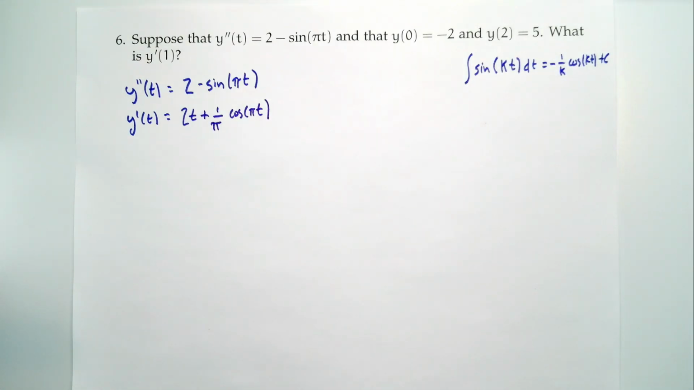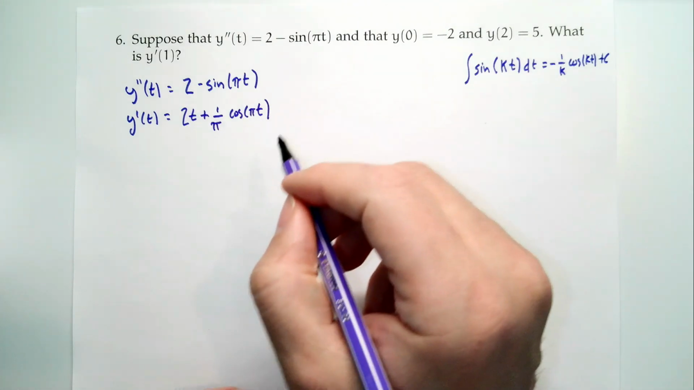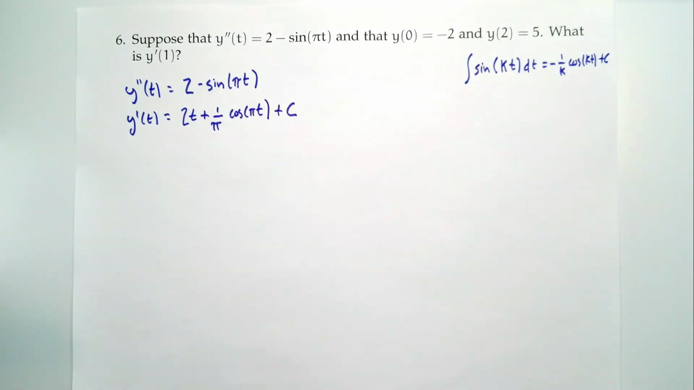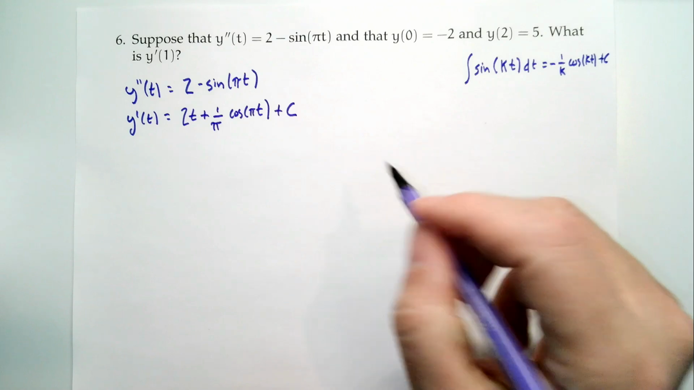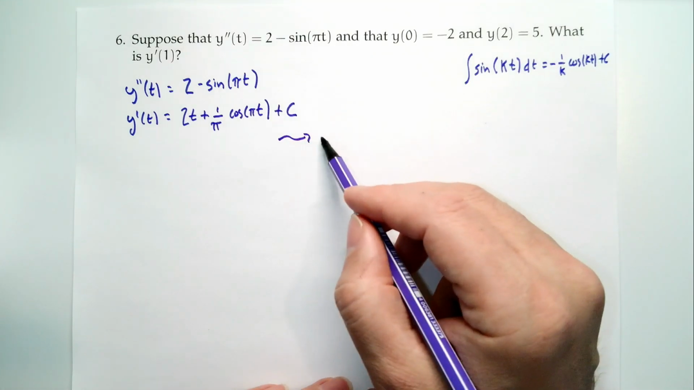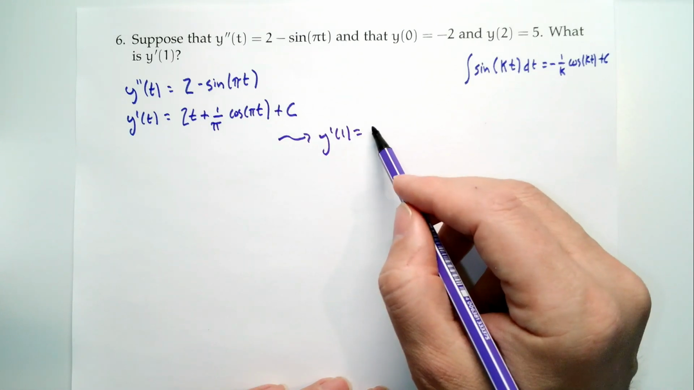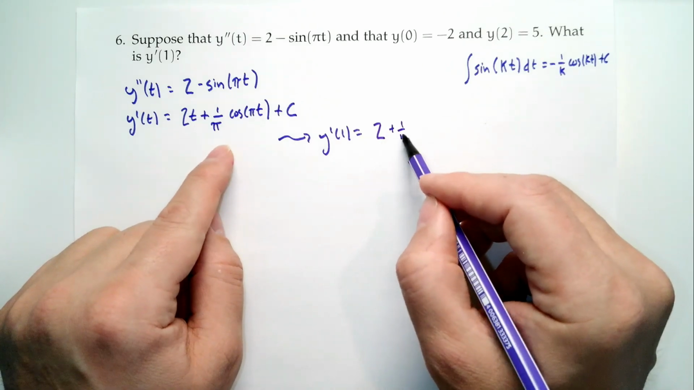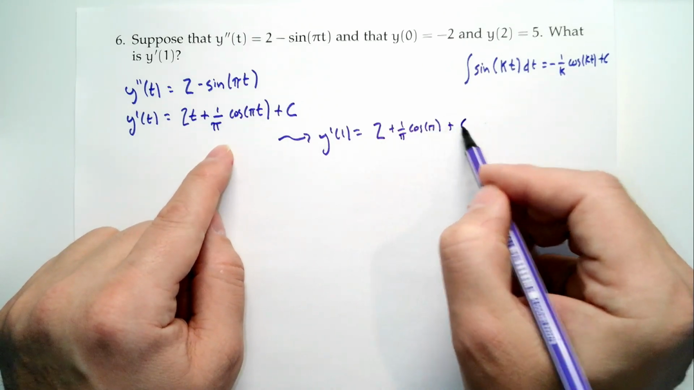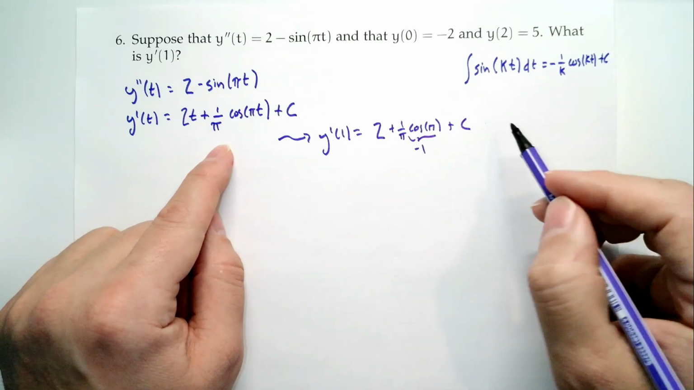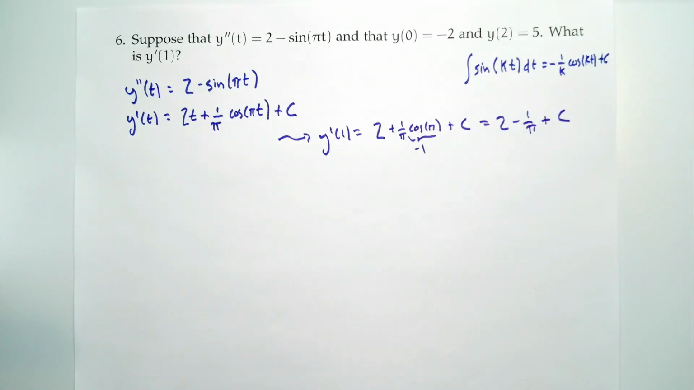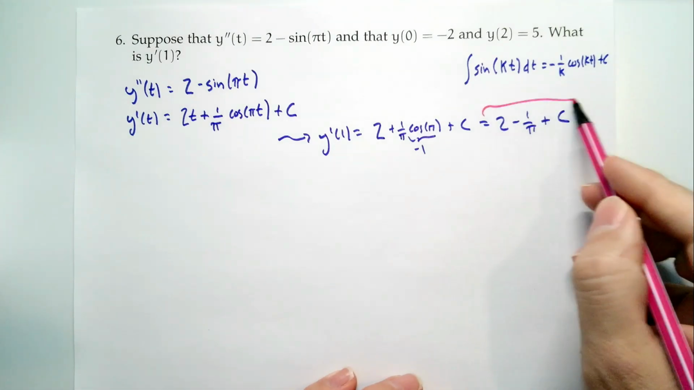Cool. Now, at this point, what else do we need to say? Well, we do need to say one thing. There's a plus c. All right. Well, we're basically done, right? Because we need y prime of 1. So, lo and behold, that tells us that y prime of 1 is equal to, plug in 1, you get 2 plus 1 over pi cosine of pi plus c. Well, cosine of pi is negative 1, so that's 2 minus 1 over pi plus c, right? And that must be the answer. We can circle it, can't we? See, I'll put a box on it.